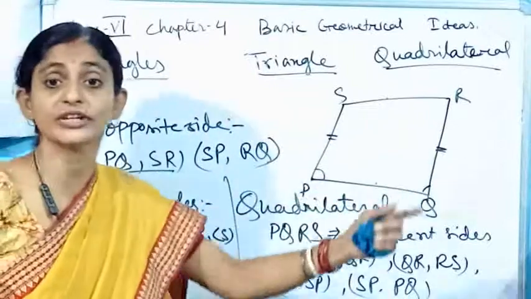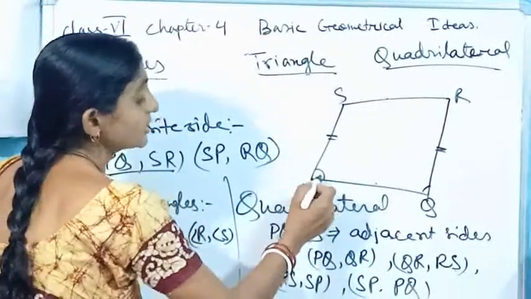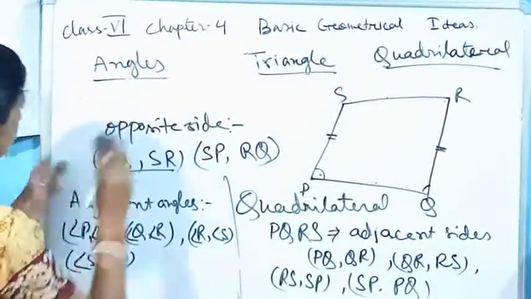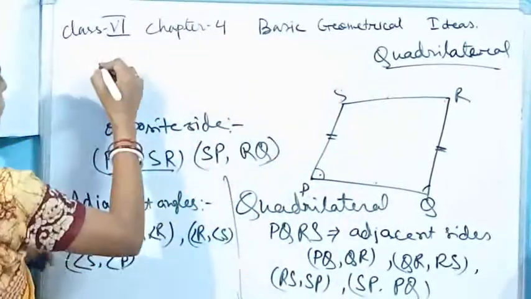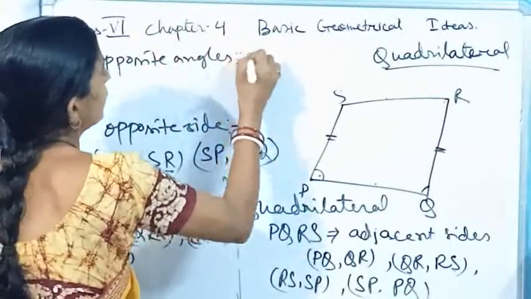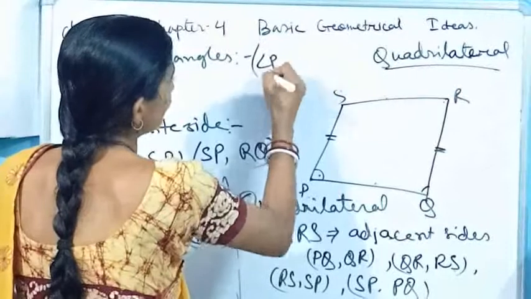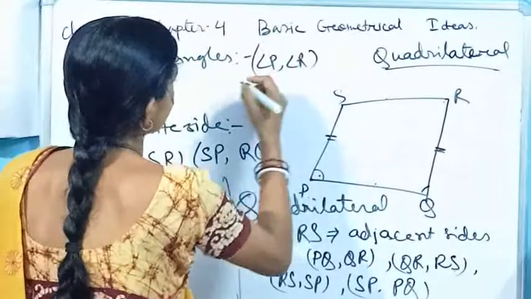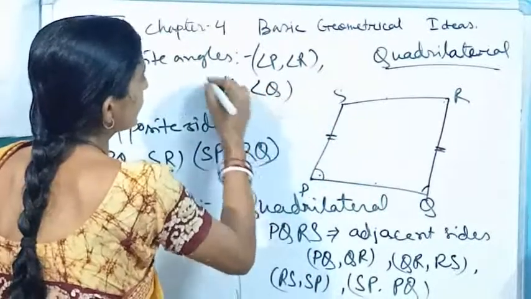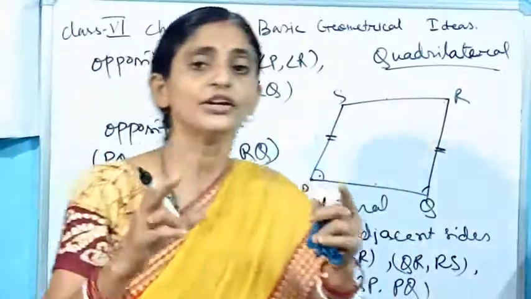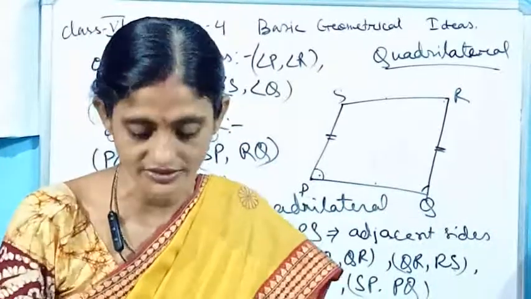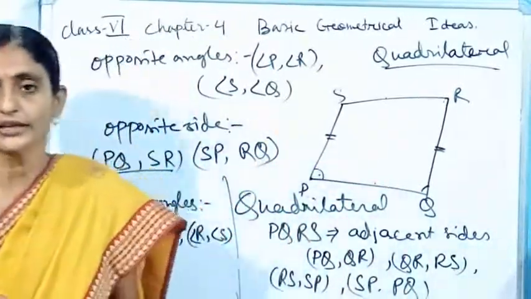So what will be the opposite angles? Tell me. Here angle P will be opposite to angle R. So, opposite angles. The first pair is angle P opposite to angle R, and another pair is angle S opposite to angle Q. In this way you can identify adjacent sides, adjacent angles, opposite sides, opposite angles, and all these things. And you can also find the diagonals.